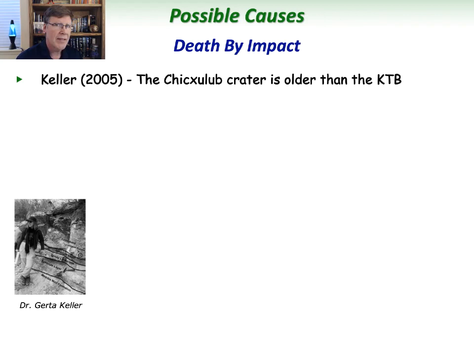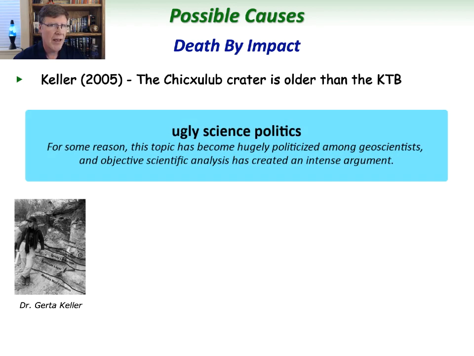K-T boundary layer itself, meaning that the impact occurred at the latest part of the Cretaceous, but not at the very end. The reason why she says that, there's still Cretaceous rocks filling up the crater, and then the K-T boundary layer is above that. A number of other people think this too. It's just coming up with the sufficient data. So she's met a lot of headwind with her ideas.